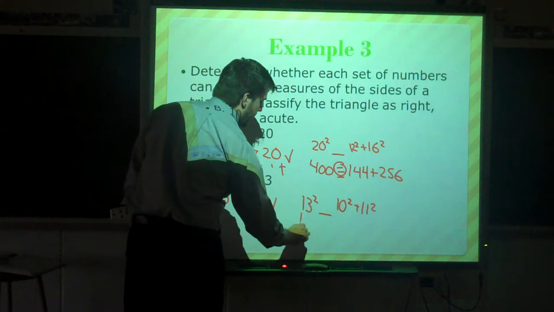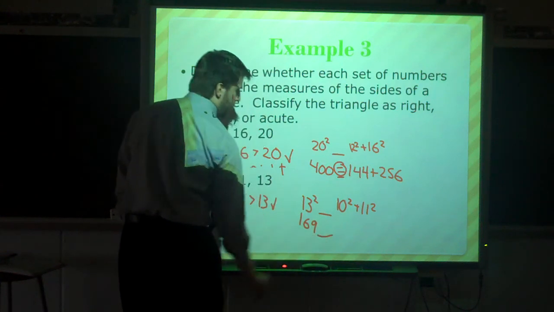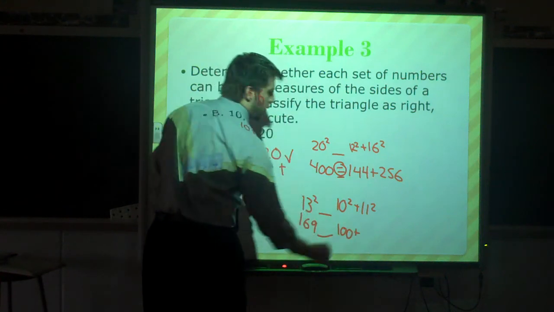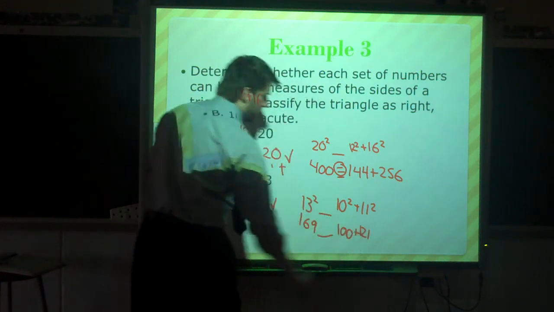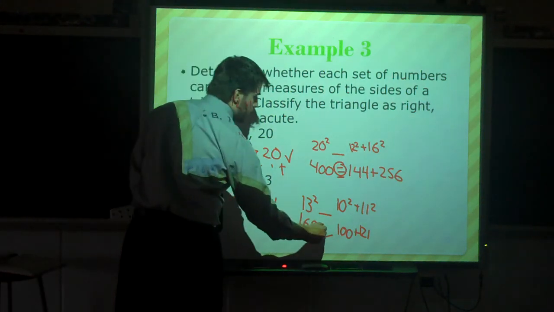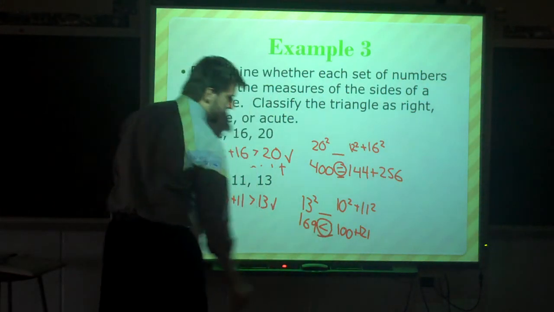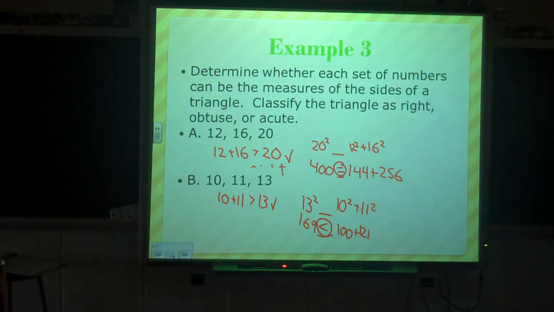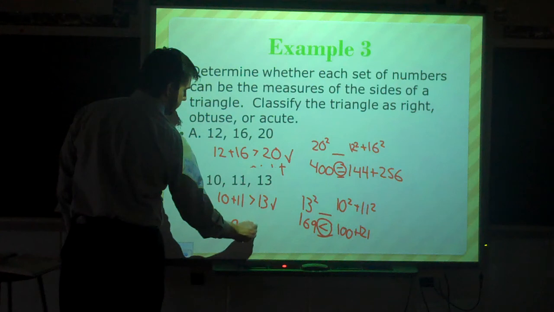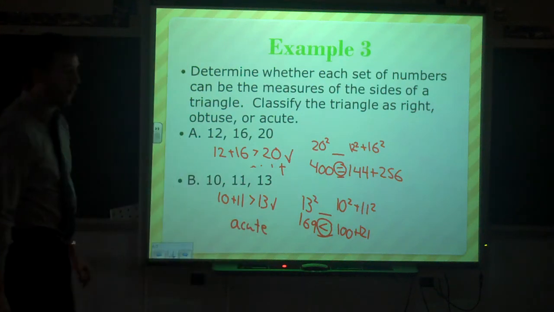13 squared gives me 169. Still got my blank. 10 squared is 100. Plus 11 squared, 121. Now looking at that, obviously the right side is going to be bigger. So c squared is less than a squared plus b squared. That makes it acute. That's how you tell what type of triangle it is.